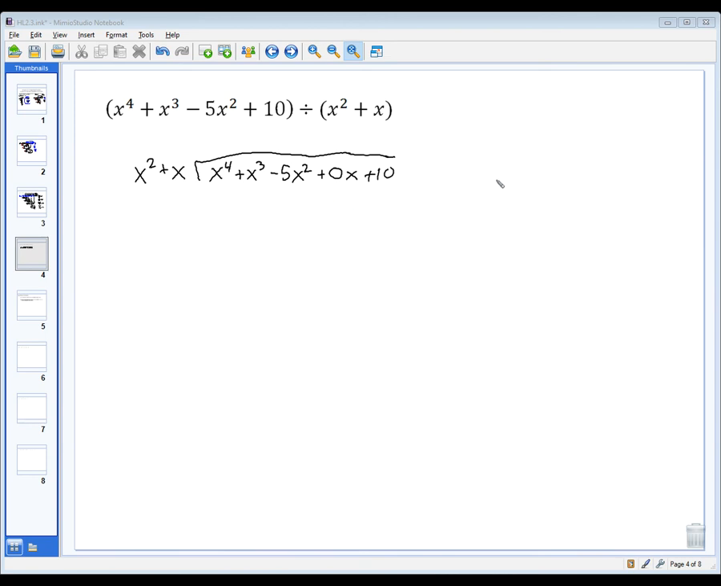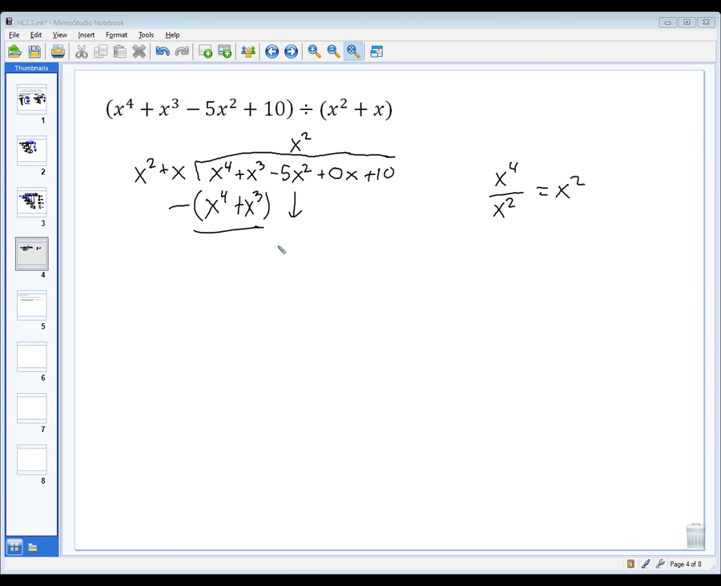Take the first term from the dividend divided by the first term from the divisor. You get x squared. So put that on the top. Again, line them up. Multiply the x squared to the divisor. You get x to the fourth plus x to the third. And now we subtract these and it gives us 0.